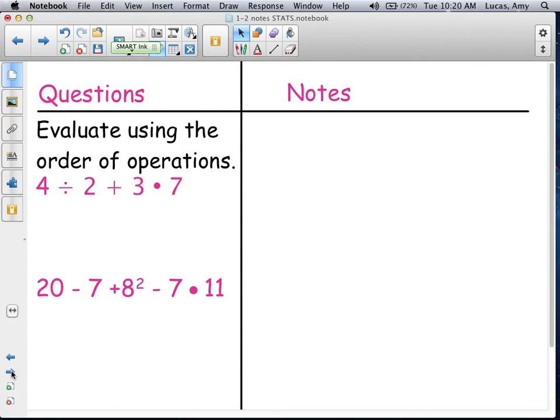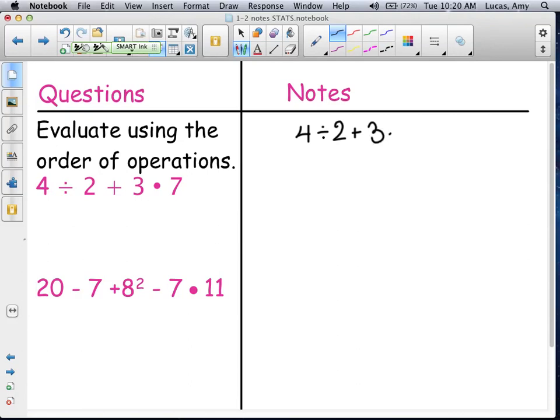Now we've got some problems that are a little more complicated. So it says evaluate using the order of operations. I am going to first rewrite the problem, and on your homework we would really like to see you do that. Rewrite the problem and then step-by-step solve it. PEMDAS, parentheses. I don't see any parentheses. Exponents, I don't see any exponents. Multiply and divide from left to right. I see both of those.